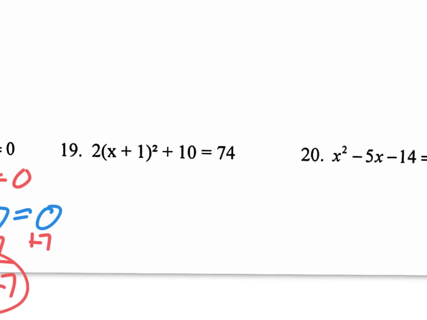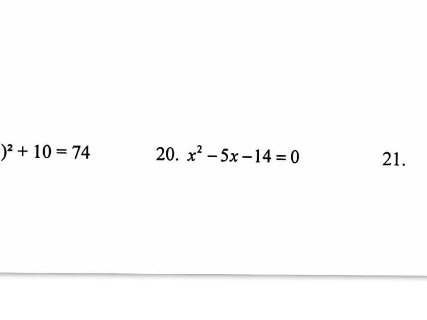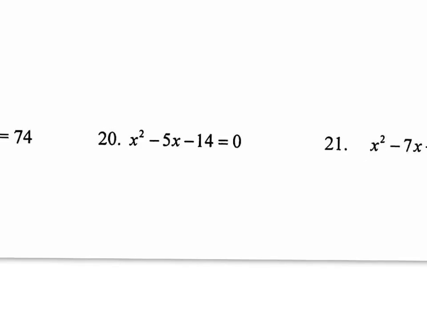19, you do the same as the other ones. Isolate x, get rid of the square by doing a square root. Number 20, piece of cake, because we're using factoring. It's a standard form quadratic trinomial with the a value of 1. So that's really easy to do.